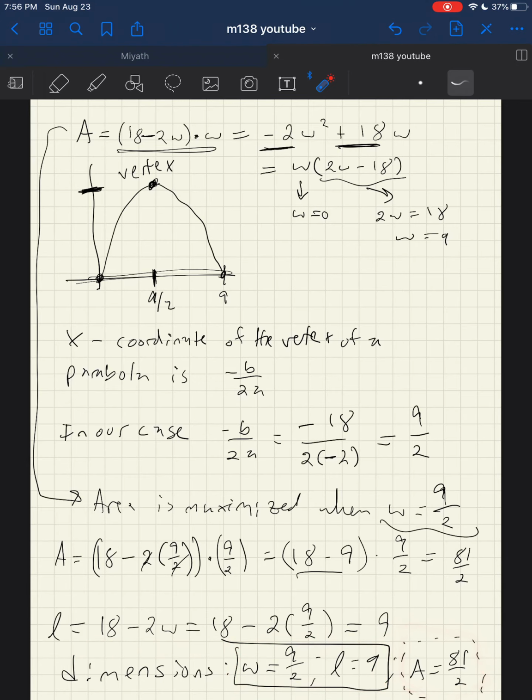The area is also nice to include. This is just kind of a check to make sure you're not getting like a negative area or something.